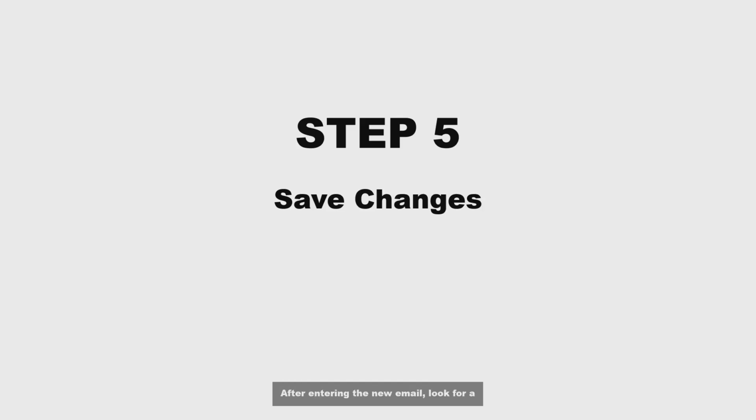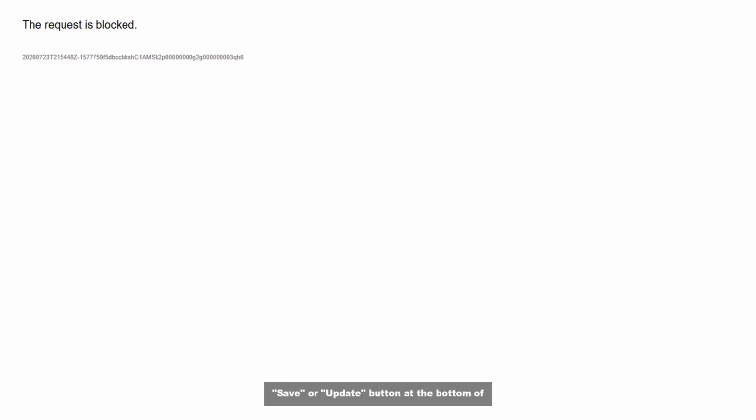Step 5. Save changes. After entering the new email, look for a Save or Update button at the bottom of the page. Click it to save your changes and check your new email for a confirmation message. Once you have completed these steps, your primary email will be updated. Make sure to verify the new email address to ensure you receive all important communications.